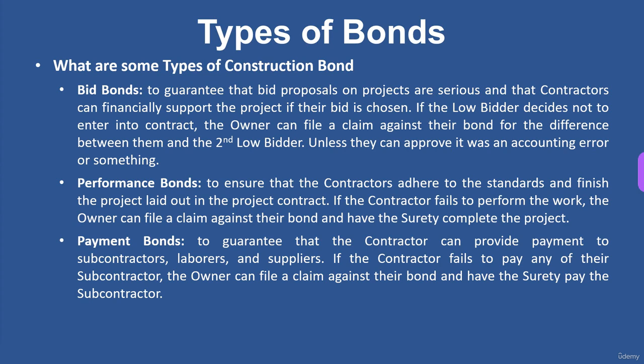And then there's payment bonds. This is the guarantee that the contractor will provide payments to the subcontractors, laborers, suppliers, vendors, and things like that. If the contractor fails to pay any of them, the owner can file a claim against their bond, and then the surety will pay them. So if the contractor is fighting with one of the subcontractors over material for whatever reason, the owner could say, well, we need to get this paid for. So they can file a claim to the surety to pay the subcontractor.